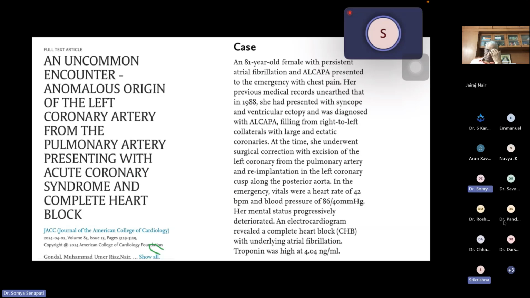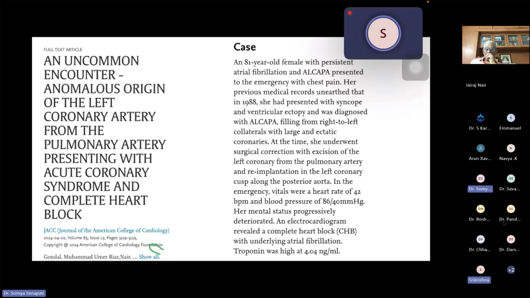She had previous medical records from 1988 where she presented with syncope and ventricular ectopies and was diagnosed earlier with anomalous coronary artery filling from the right to left collaterals with large and ectatic coronaries. At the time, she underwent surgical correction with excision of the left coronary artery from the pulmonary artery and reimplantation. In the emergency department, her heart rate was 42 and BP was 86/40. Her mental status progressively deteriorated, and ECG showed a complete heart block with underlying atrial fibrillation.